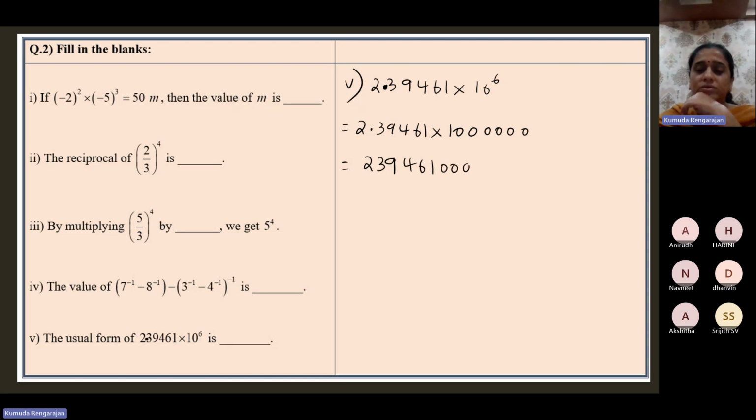So you'll get 239,461 followed by 6 zeros. Now we'll have to place a decimal point. After the decimal point there are 5 digits, so in the product also, after the decimal point, there should be 5 digits. 1, 2, 3, 4, 5 digits, so you should place it here. Now remove the zeros that do not have any significance, which do not have any value. Remove them. So this is the answer.